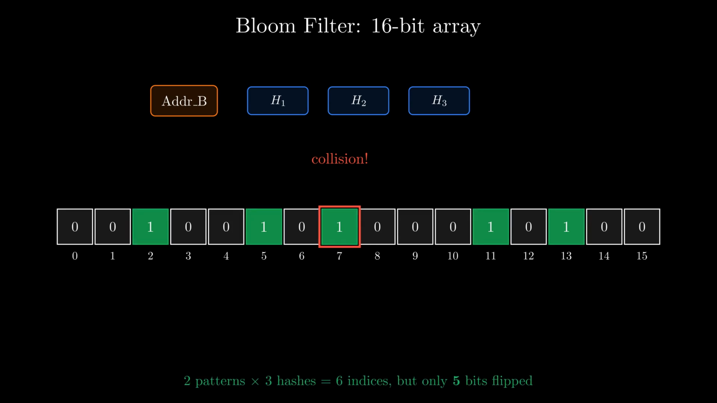The filter compresses identity into ambiguity, and critically, patterns cannot be removed. Erasing a bit would erase part of every address that touched it.